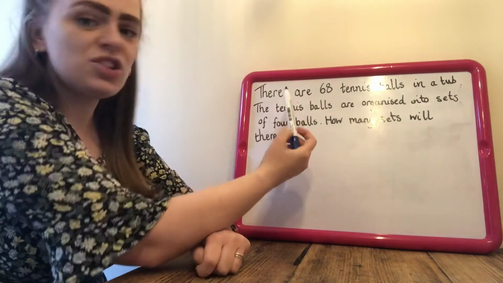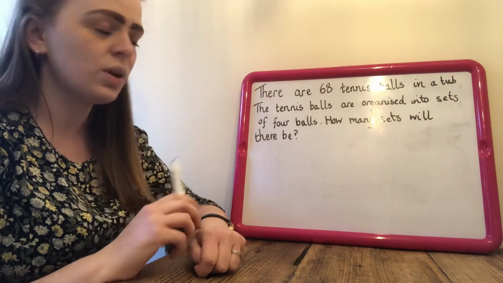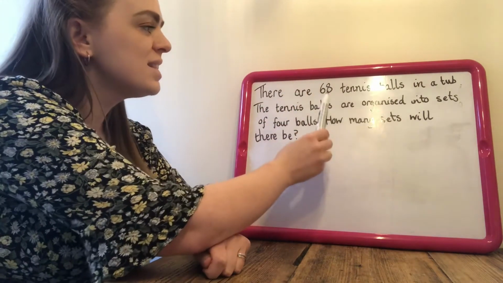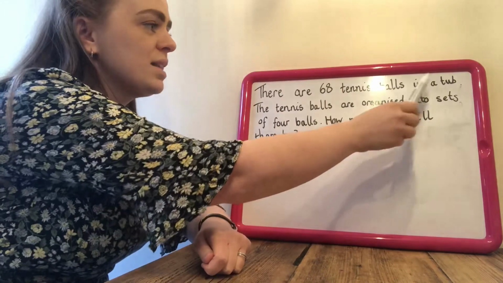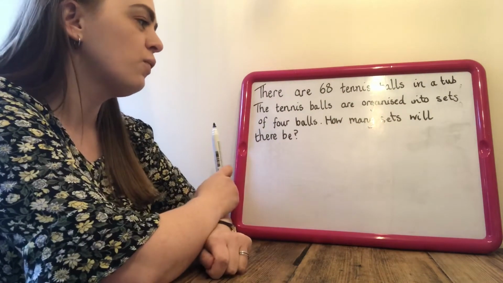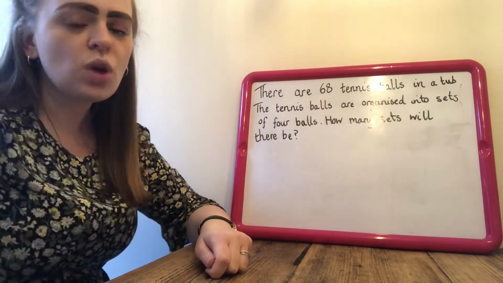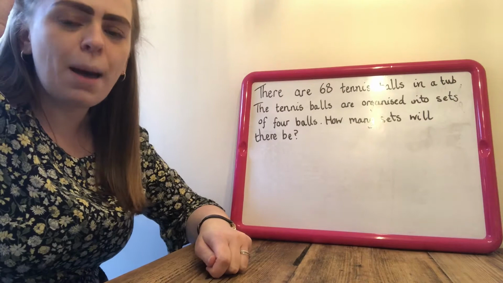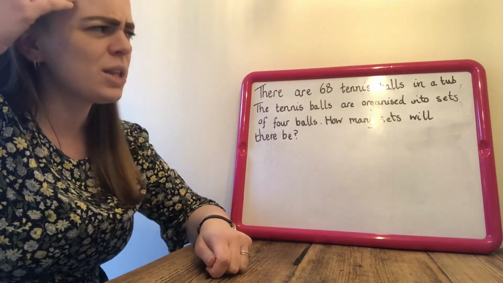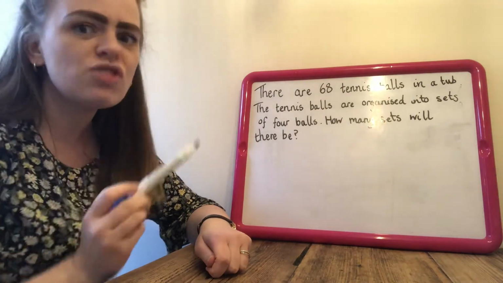So this question says, and it's always a really good idea to read over at least once, okay? So there are 68 tennis balls in a tub. The tennis balls are organised into sets of 4 balls. How many sets will there be? So a good thing to do is to start to form a picture in your head of this question. Okay, really picturing what's going on here, and then read it again.